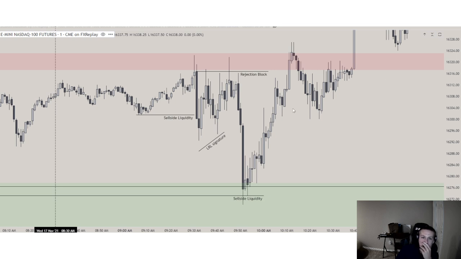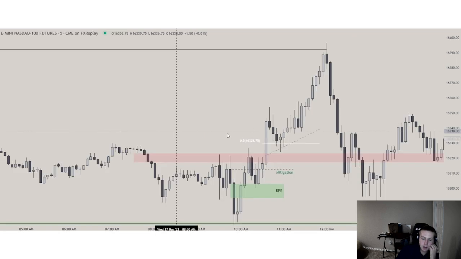As you see here, here's that 1 minute delivery within market open, and notice what we do at market open. We then come back down, and then we take sell stops. Then we consolidate, then we come back up into this fair value gap. We have a rejection block here, and then we displace lower at around 9:47.